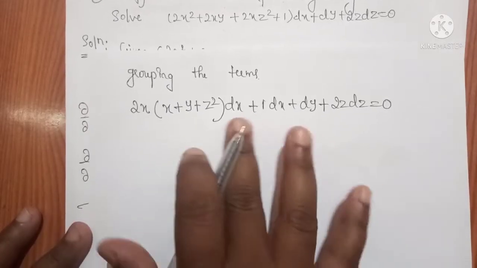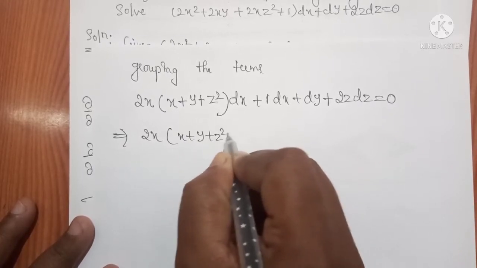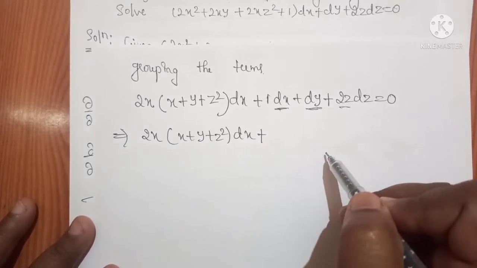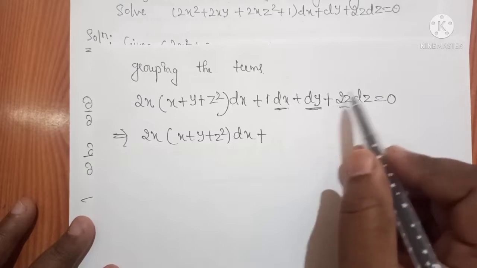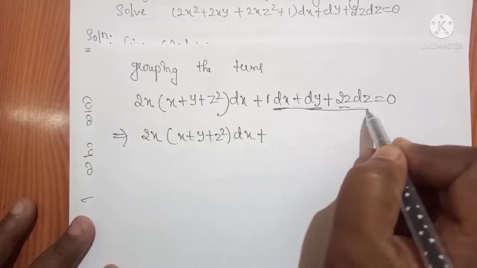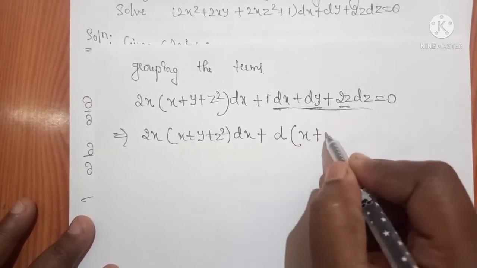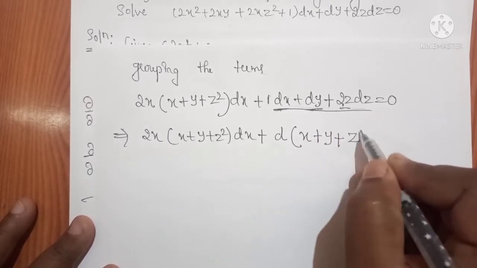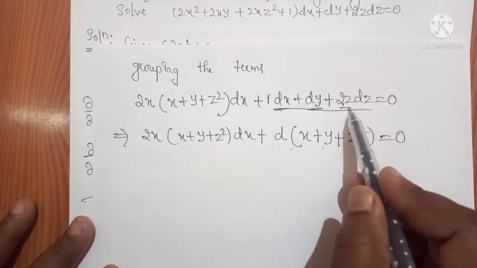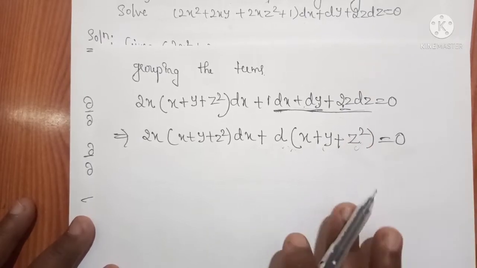Now grouping the terms, it can be written as 2x into (x + y + z²) dx. You can observe that it is dx, dy and 2z dz. 2z dz can be written as the differentiation of z², because the differentiation of z² is 2z. Therefore, on grouping these three terms, we can write it as the differentiation of x + y + z². So on simplifying, we get dx + dy + 2z dz, the differentiation of z² being 2z dz.